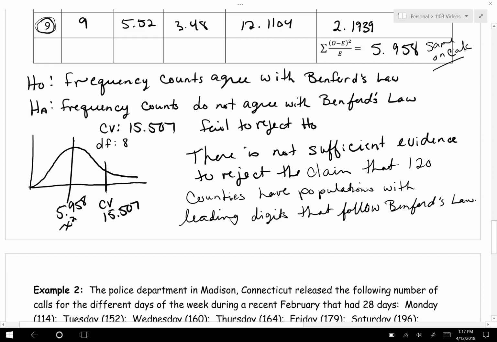So you will get the same test statistic on your calculator, and you will also get a p-value. And the p-value that you get is 0.6519, which is much larger than 0.05, which would also tell you to fail to reject the null hypothesis.